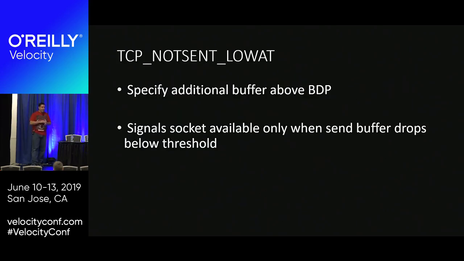TCP_NOTSENT_LOWAT. This is what we actually deployed as the solution. We still have 5 megabyte buffers as far as I know. What TCP_NOTSENT_LOWAT does is you can tell it how much overhead beyond BDP to assign the send buffer. In our case, we configured it to 16K. And what that says is artificially limit the send buffer to 16K over whatever the current BDP estimate is.